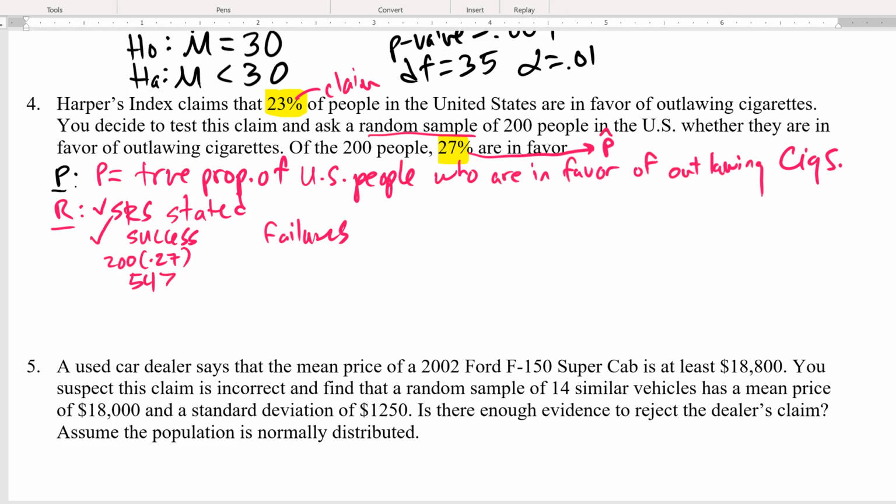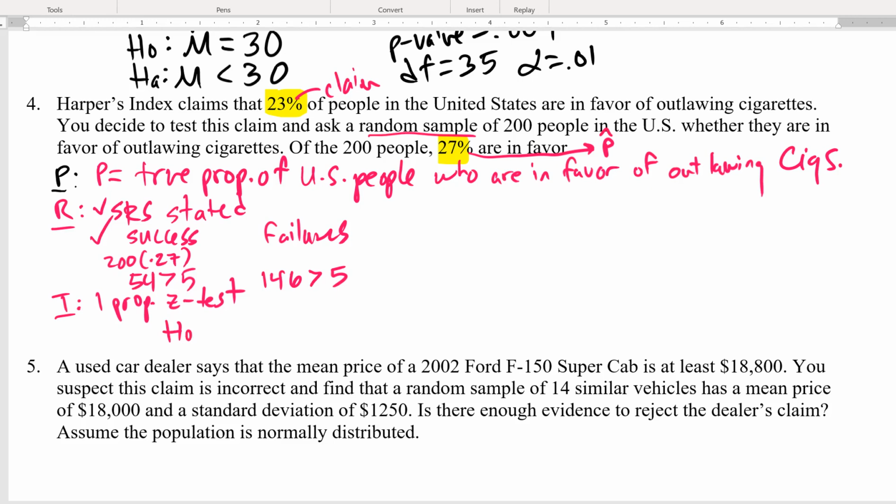54 is greater than, not 30. How many successes do we need? 5 successes and 5 failures. That means the other 146 failures also greater than 5. That gives us normality for a proportion. Not greater than 30, at least 5 successes and 5 failures. Keep them separated. What test are we running? One sample t-test? No, these are proportions, so a one proportion z-test. We can run a z-test on proportions because it's approximately normal as long as we have that normality met.